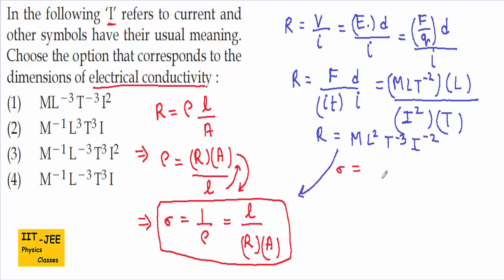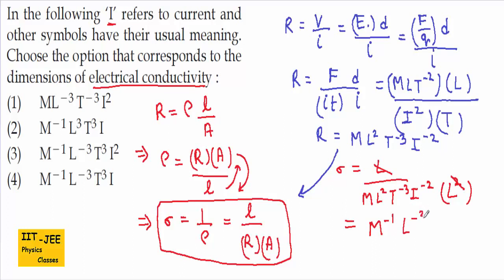So sigma equals, for L it's L, for R it's M L squared T to the minus 3 I to the minus 2, and for area it's L squared. So one L would be cancelled out from here, and M would go up, M raised to the power minus 1, L squared, and this L becomes L cubed, and it will go up as L to the minus 3. T has a negative power here, so when it goes up it would be positive power. Now I again positive power. So this is the dimension of electrical conductivity. Choice 3 is correct here.